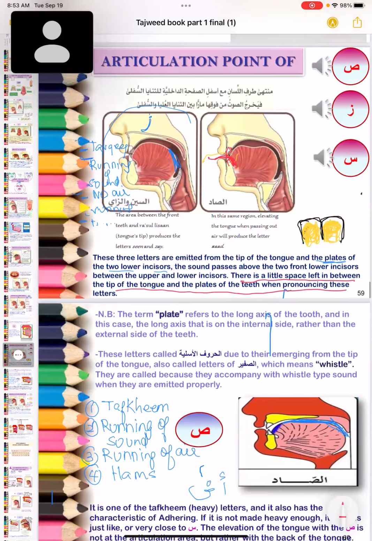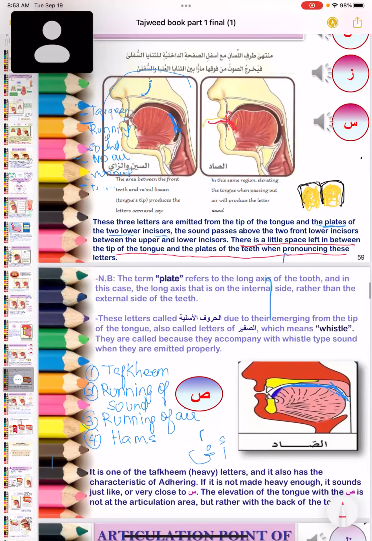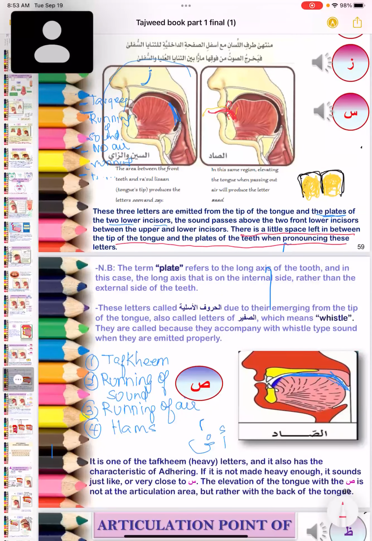Okay, now let's look at the letters individually. We know that the letter Sod, again, all these three letters share the same makhraj. That is, the tip of the tongue is brought close to the plates of the lower central incisors. It does not touch. There is a gap between the tip of the tongue and the plates of the lower central incisors, and the sound escapes out through the mouth between the upper and lower teeth. Okay, that's how it's emitted, right?